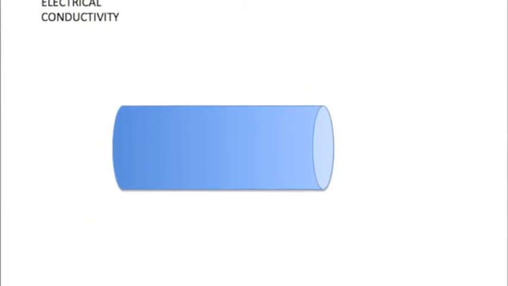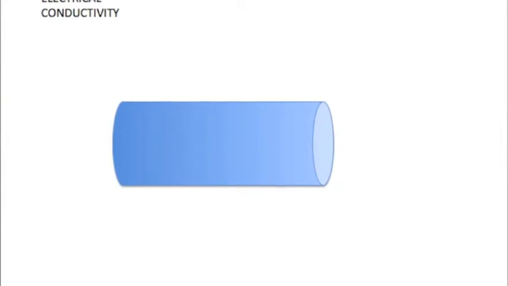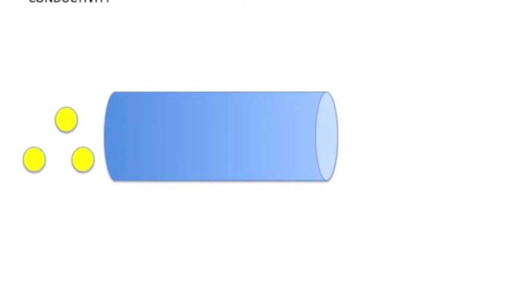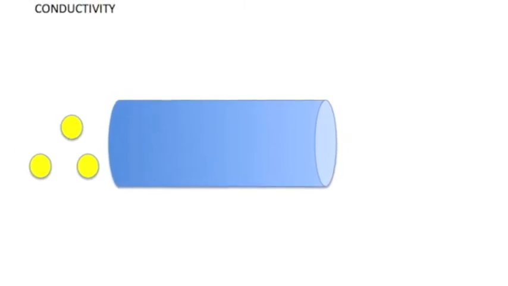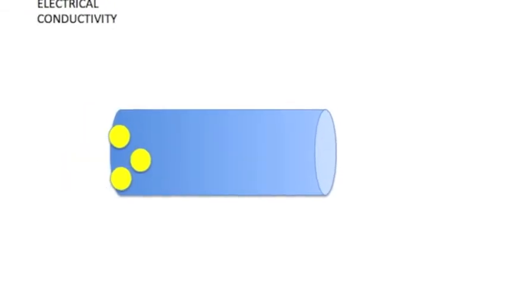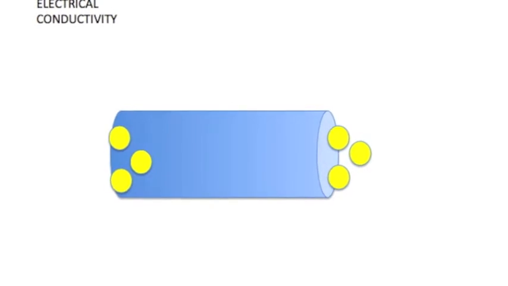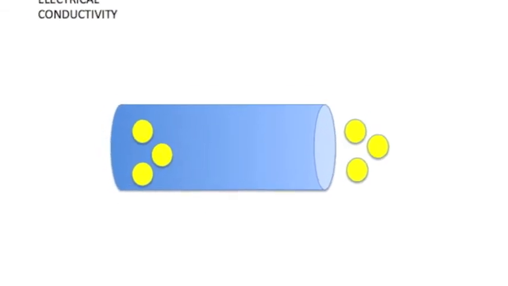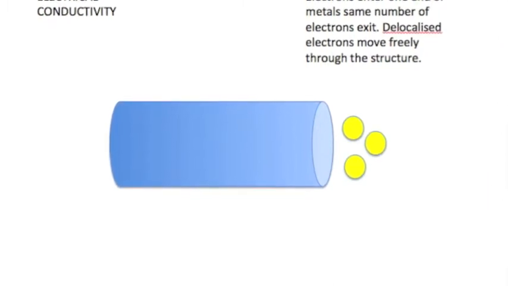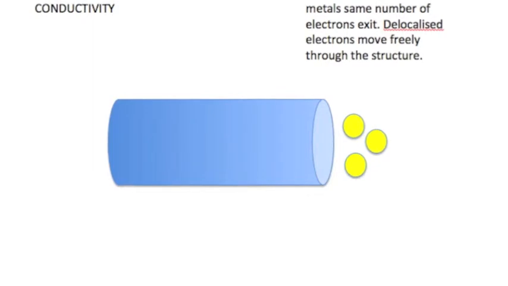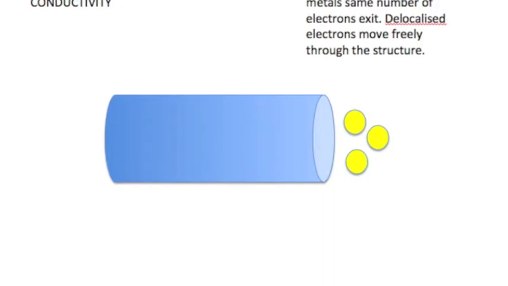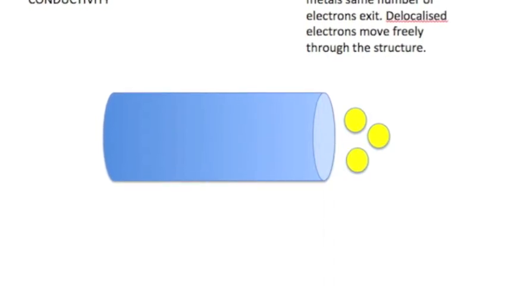The next property we're looking into is electrical conductivity. Here we have a metal rod, and on the left there are 3 electrons. As you can see, the electrons slowly move in towards the rod, and 3 pop out on the other side. The rationale: when a metal is placed in an electric circuit, electrons enter one end of the metal, in our case the left side. The same number of electrons then exit from the other end, as we saw, 3 electrons on the right.